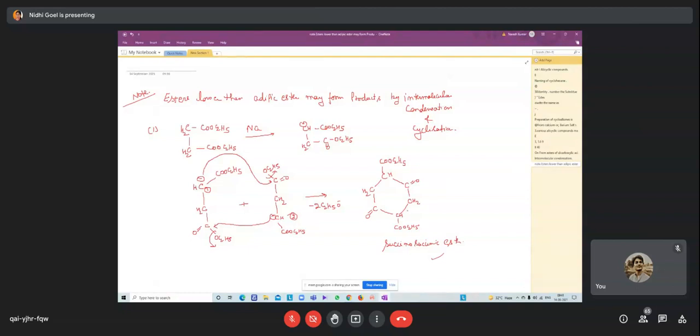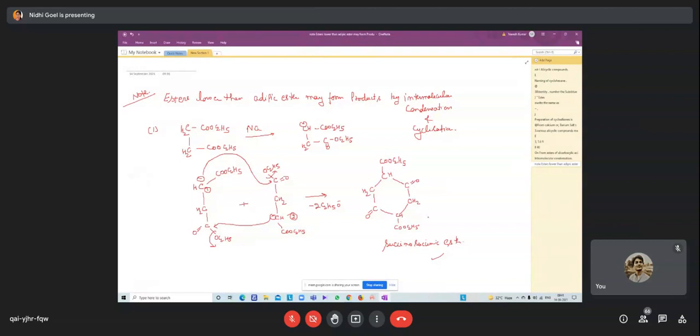Further hydrolysis, COC2H5 is converted into COOH, and on heating, CO2 is removed, and further Clemmensen reduction, the CO ketonic group will be converted into the CH2 group. Same procedure. So what is the difference? Intermolecular and intramolecular condensation reaction. Intramolecular condensation occurs when the adipic ester is present in the reaction, so it will go through the Dieckmann reaction. But when the ester has fewer than 4 carbon atoms, that means the succinic ester, the reaction will go through the intermolecular condensation reaction.